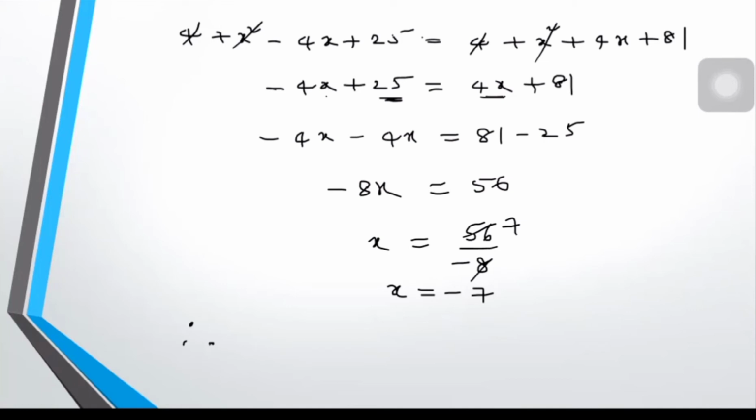Therefore, the point on x-axis: the question is find the point on x-axis. So the point on x-axis is (x, 0). Here x is minus 7. So (-7, 0). This is the answer.